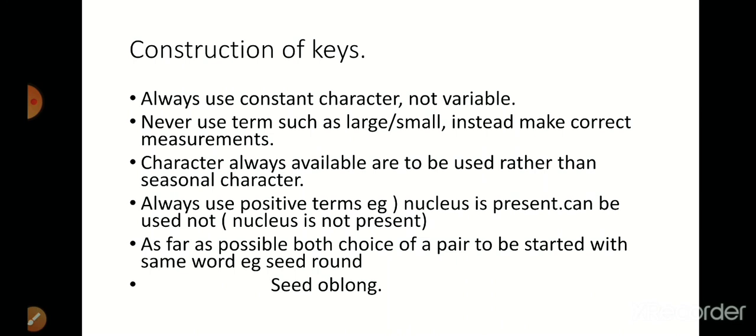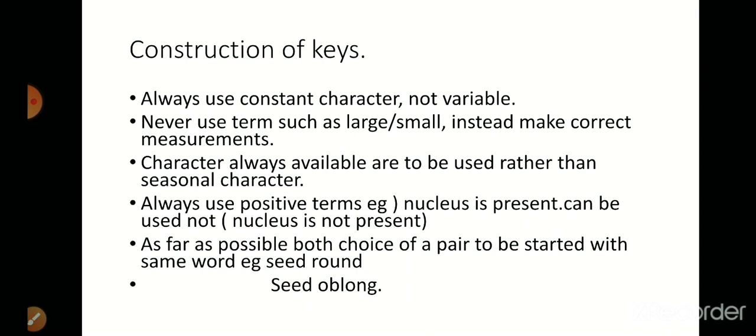Okay, next point is characters always available are to be used rather than the seasonal character. For identification we have to use the available characters, their morphological characters, their physiological characters, not the seasonal characters. For example, some animals or some plants show seasonal variation, for example hibernation, estivation. These characters are not used because they are seasonal characteristics. We have to use the available character.